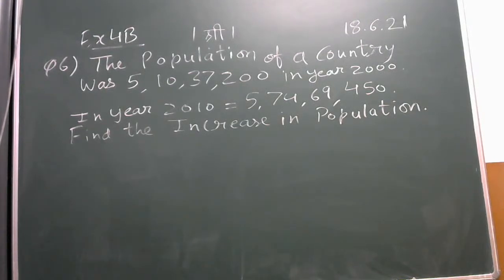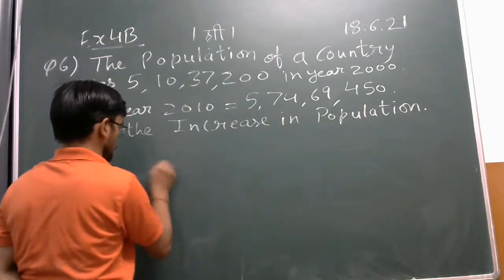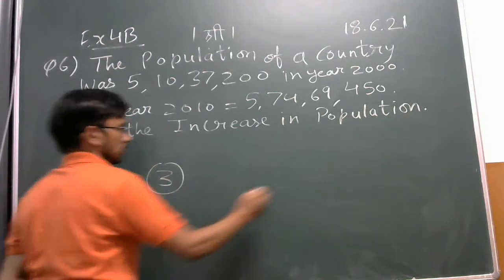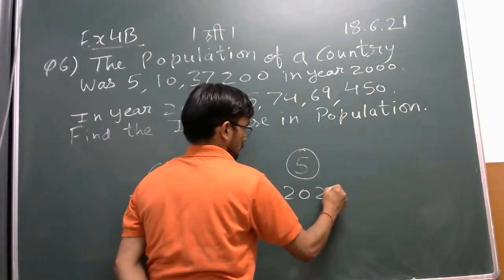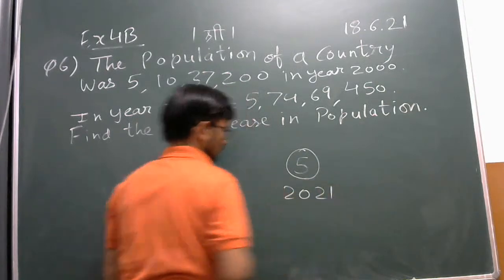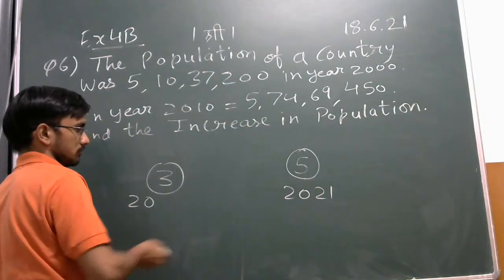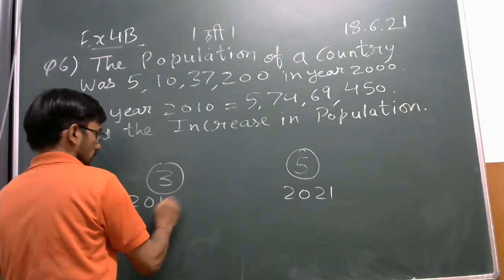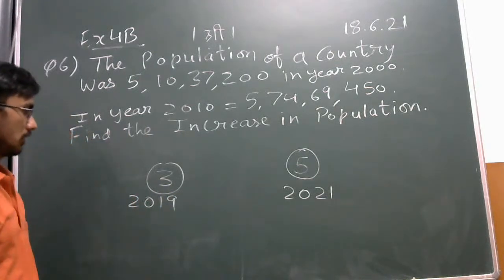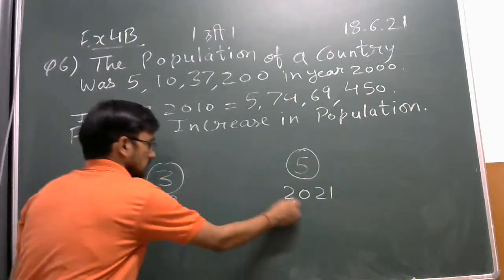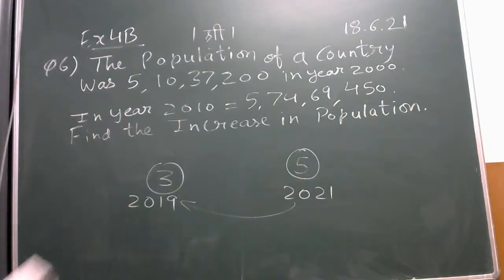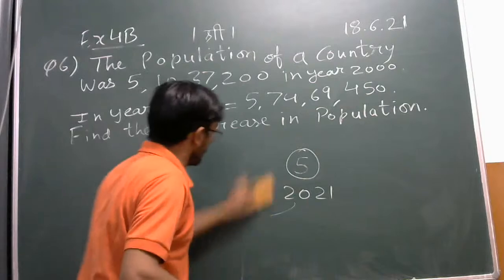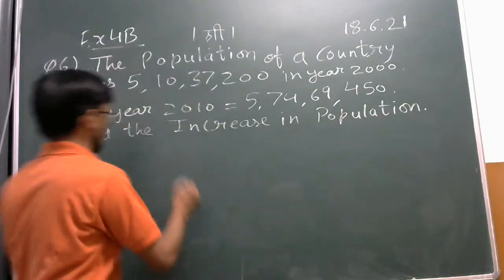There is an increase of 500. Fine. Suppose in 2021 you are in fifth, and in 2019 you were in third. So what is the difference? You jumped 2 classes. So whenever we are talking about something increase or decrease, okay?